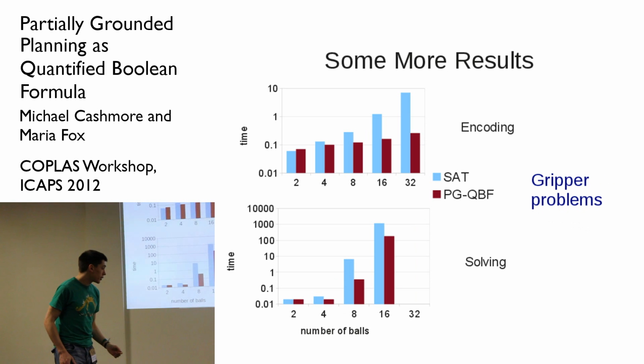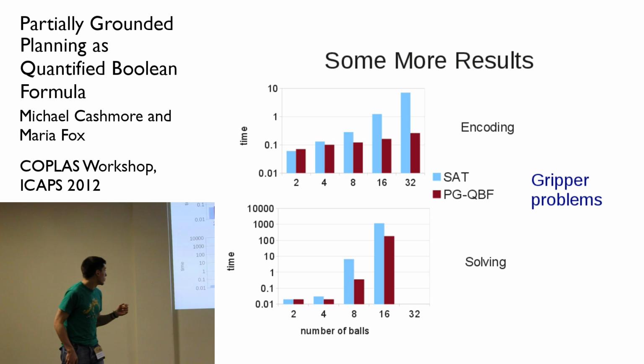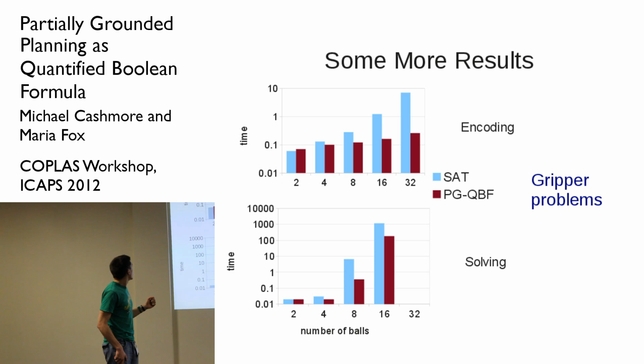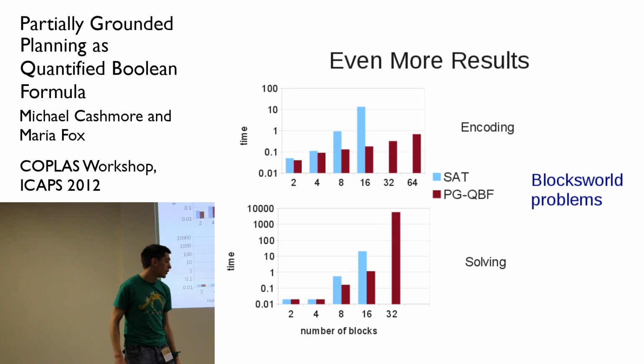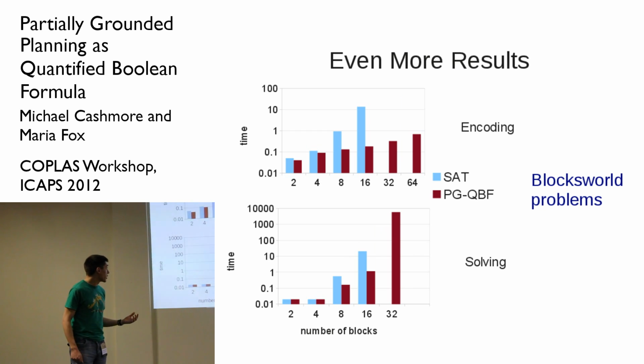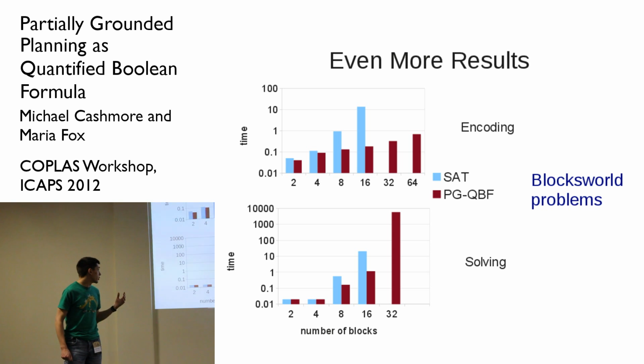Okay, this is the grip problem, which we took from the first competition problem, just increasing the number of balls. The results aren't quite as good, but we are slightly faster. Then the blocks world problems, where we increased the number of blocks and left the blocks ungrounded. We were able to encode all of the problems and solve one more with the SAT approach within the time limit.